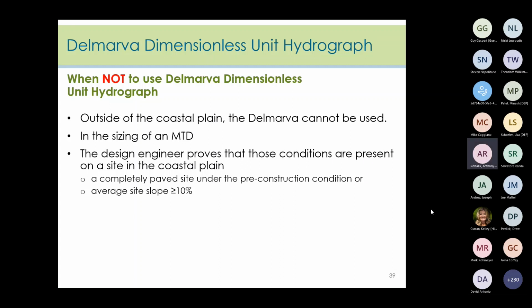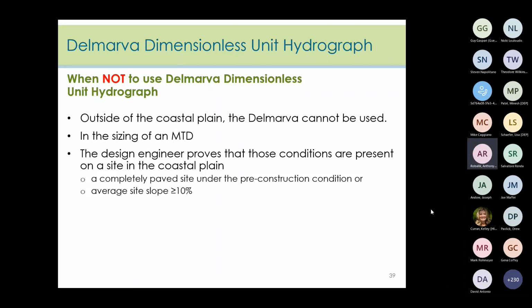So, when not to use the Delmarva dimensionless unit hydrograph: the Delmarva DUH must not be used outside the coastal plain of New Jersey. For another instance, use of the Delmarva unit hydrograph is not allowed when sizing manufactured treatment devices because it will underestimate the flow rates.